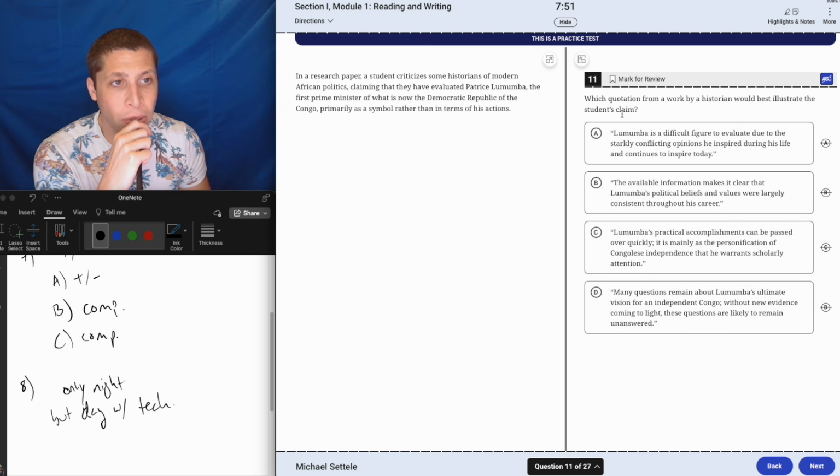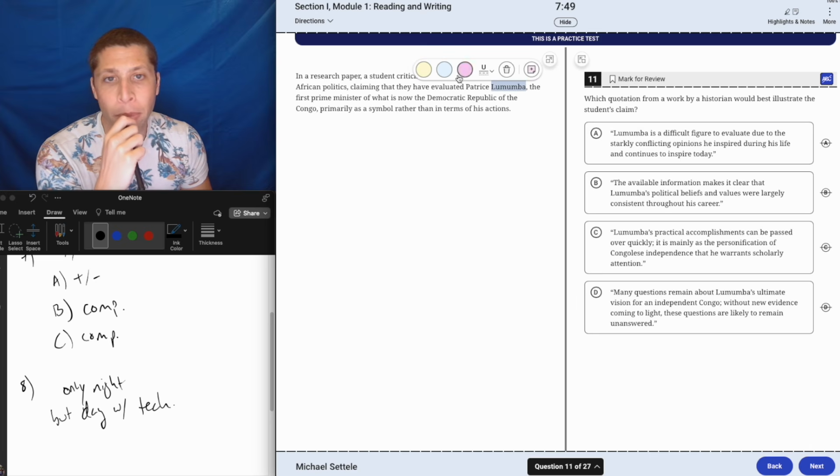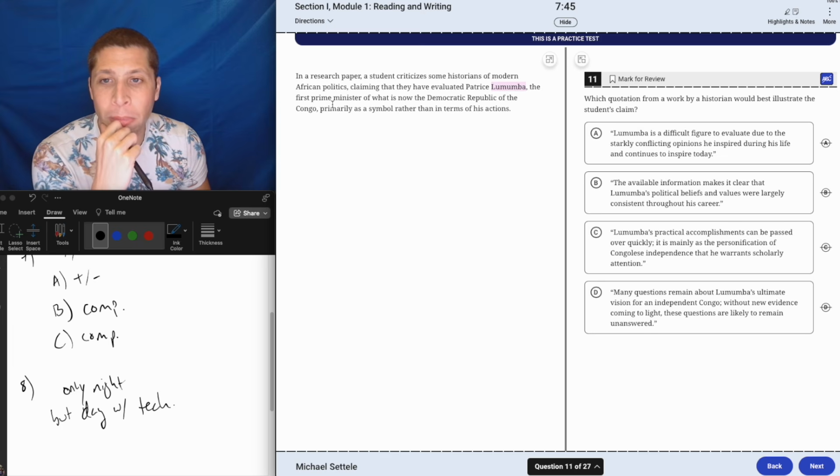Okay. Best illustrate the student's claim. Oh, I know this name too. These are people whose questions I've seen. In a research paper, Simon criticized some historians of modern African politics, claiming that they have evaluated Patrice Lumumba, the first prime minister of what is now the Democratic Republic of Congo, primarily as a symbol rather than in terms of his actions. So that's what we got to look at.